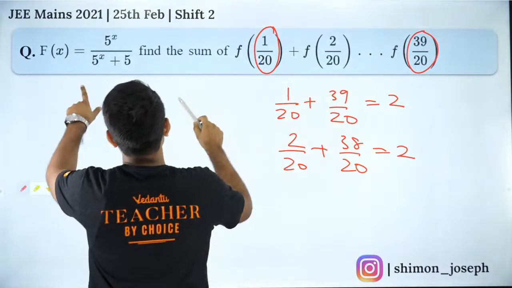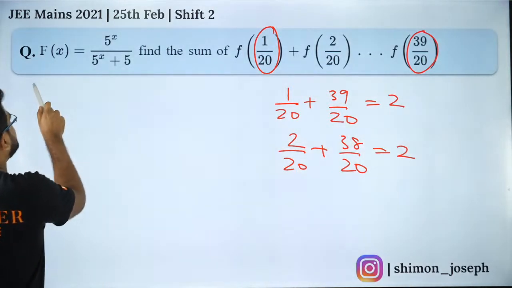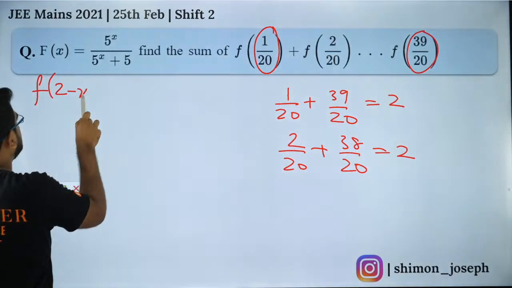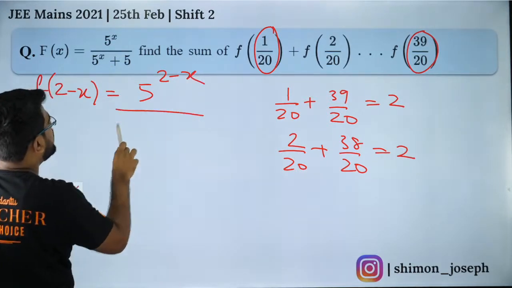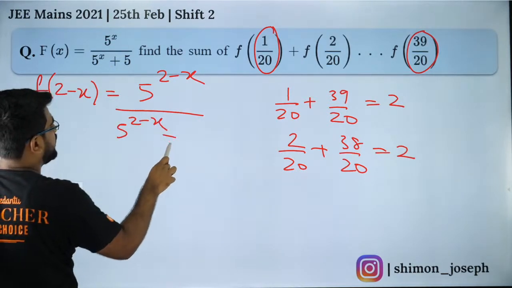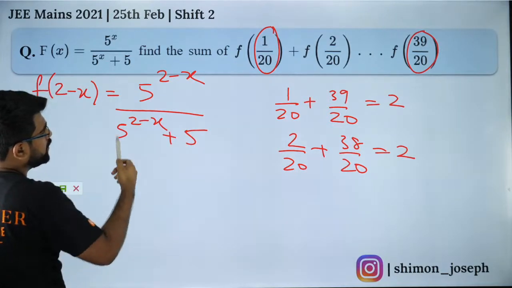So if I take f of x, I want to understand what is f of 2 minus x. So what is f of 2 minus x? It is 5 to the power 2 minus x divided by 5 to the power 2 minus x plus 5. So if you do that, what will you get?